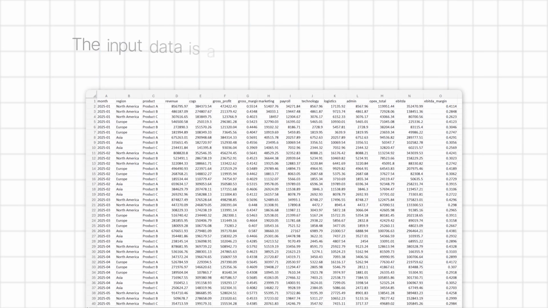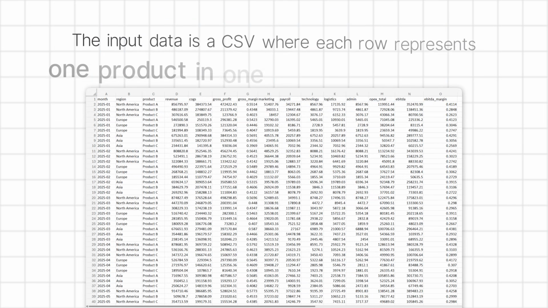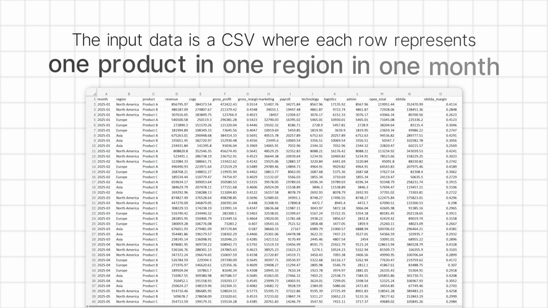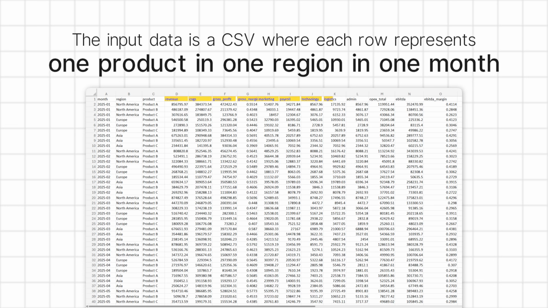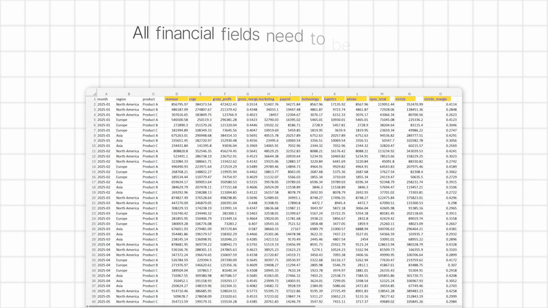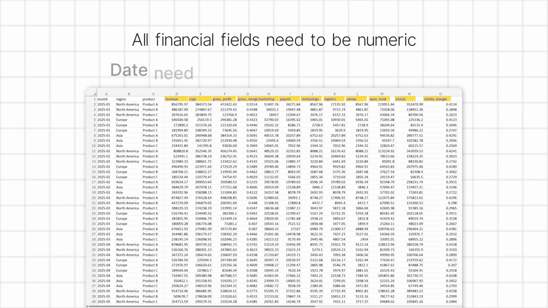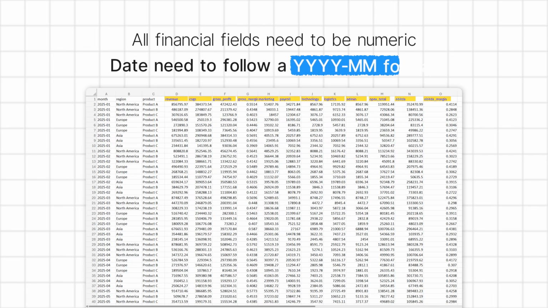The input data is a CSV where each row represents one product in one region in 1 month. It includes revenue, COGS, gross profit, gross margin, the individual expense categories like marketing, payroll, technology, logistics, and admin, plus total OPEX, EBITDA, and EBITDA margin. All financial fields need to be numeric, and dates need to follow a year, month format.